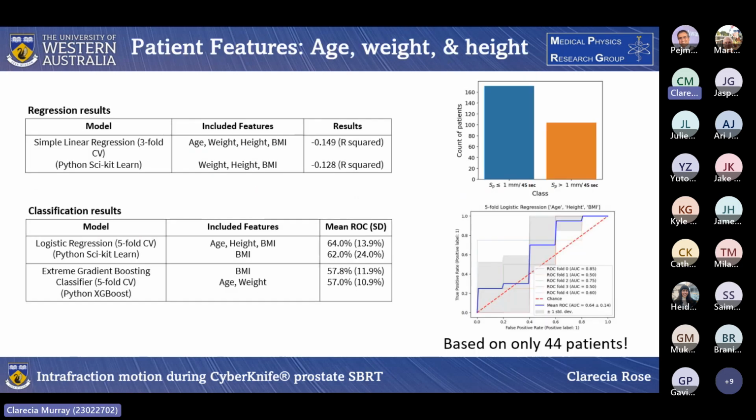The analysis of patient factors, looking at age, weight, and height first. Due to a direct linear relationship between speed and patient features, there was a low R-squared value, which was not surprising. However, as this data is usually considered within thresholds, a cutoff was applied at a speed of 1 millimeter per 45 seconds to produce a new binary target variable. And this allowed classification models to be tested on this data.